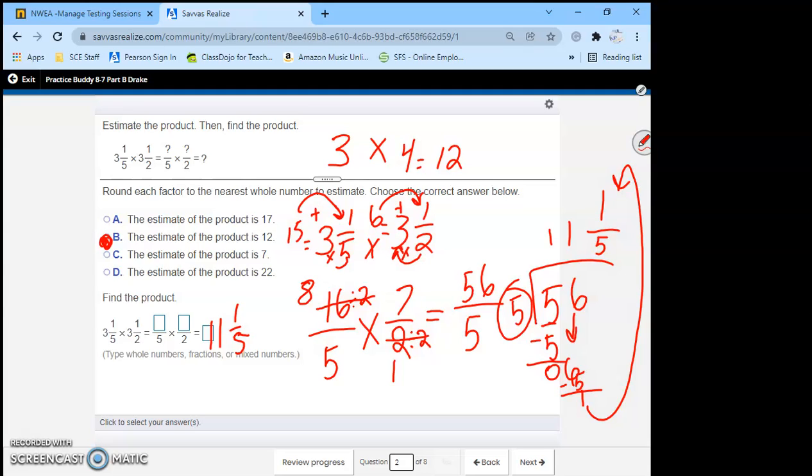Over here, our original, I forgot to put this in earlier, was 16 over 5, and we took it times 7 over 2. Move on to question 3.